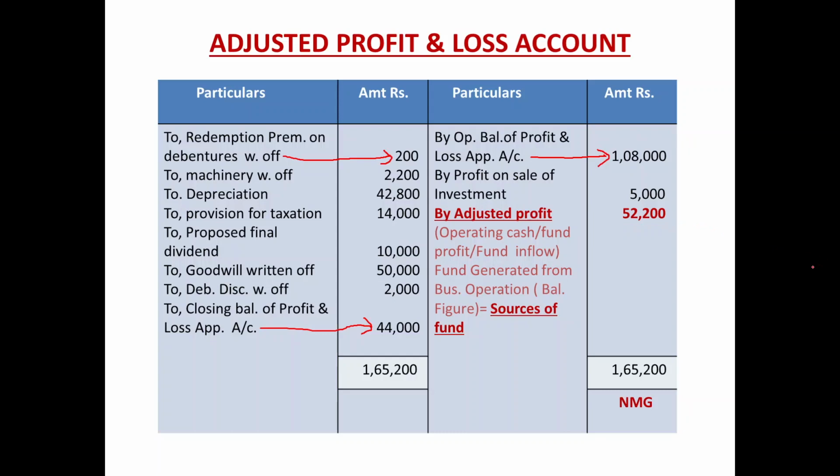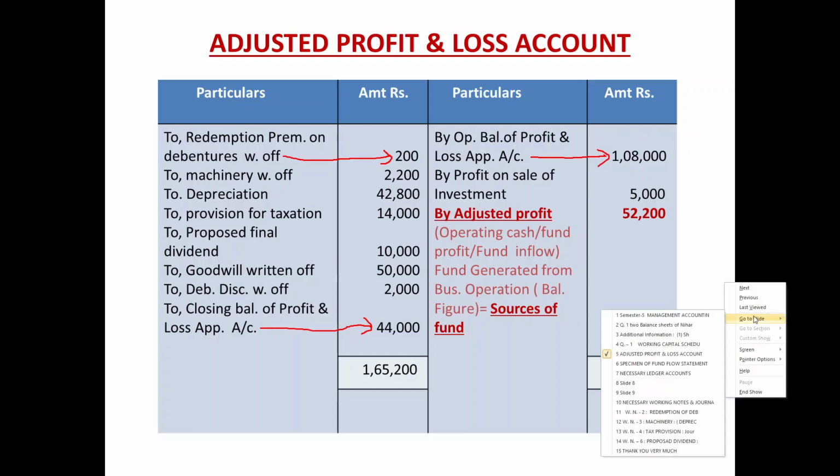So three ledger accounts related with this transaction. We prepared three ledger accounts with working note. We closed the three ledger accounts. Impact one in the fund flow statement, amount of redemption of debenture, and one impact came in adjusted profit and loss account, that is for rupees 200, redemption premium on debentures written off.